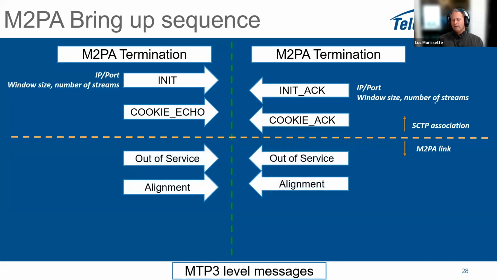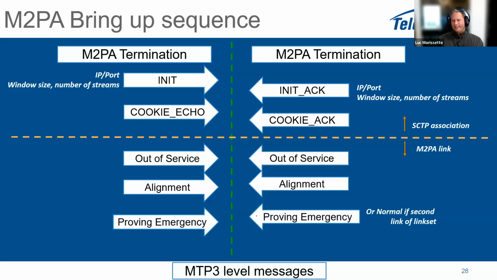Once that is done, it will start to configure the M2PA link. And if you've worked with MTP2 before, you will see that these are the same type of messages: out of service, alignment, you see those same type of messages. And as soon as the alignment is done, it will test the link to make sure it's good. Okay? So when you have a proving emergency, it will send packets and make sure it's good.